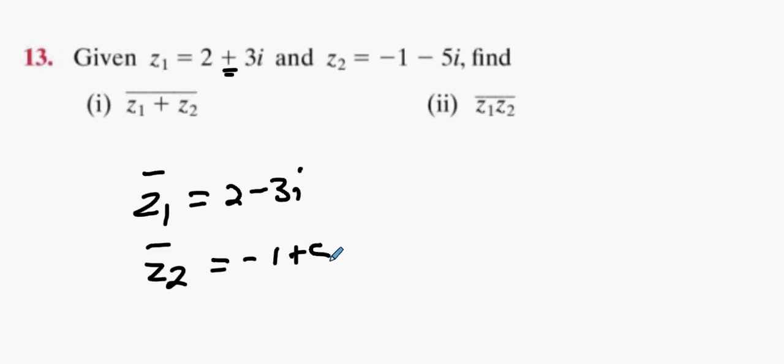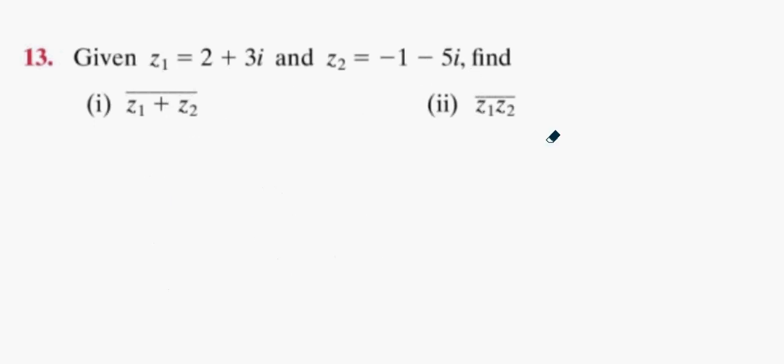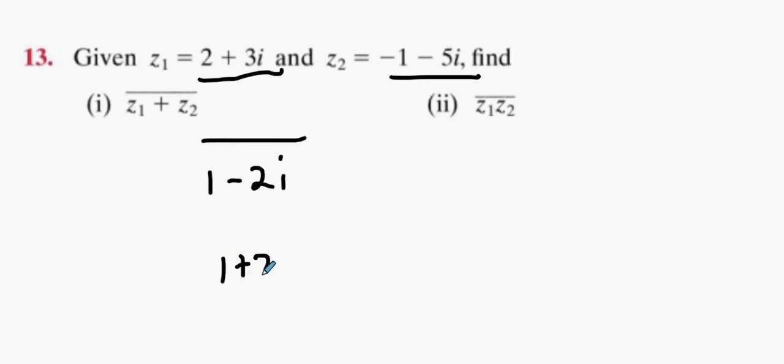Minus 1 plus 5i. That's not what they're asking for though, right? That's just an example. What they're actually asking for is you add them first and conjugate it afterwards. So what's z1 plus z2? 2 take away 1. 3i take away 5i. Conjugate 1 minus 2i. Who got that out? Right.